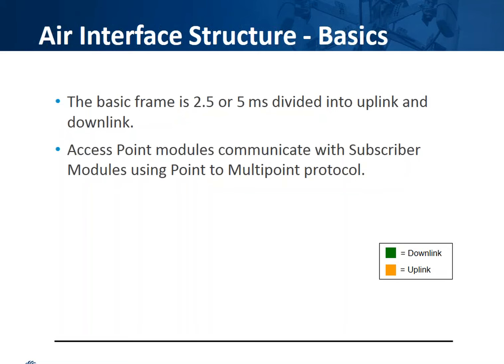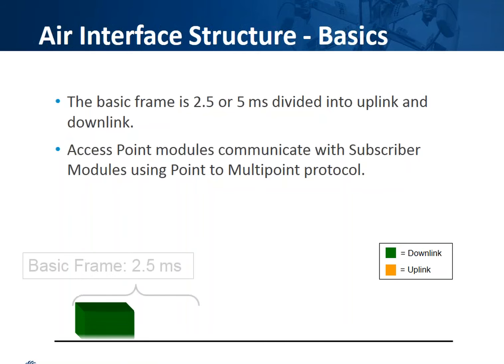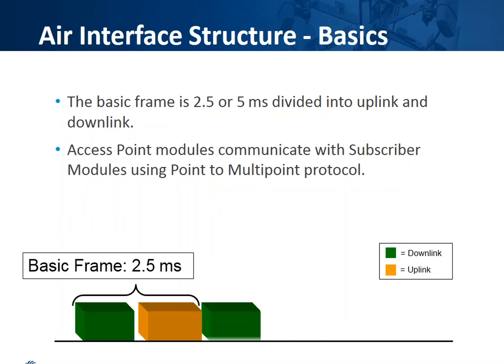The basic air interface structure of Canopy is comprised of originally 2.5 milliseconds, or 5 milliseconds now with our latest releases. With the setup for the frame, the AP communicates with the SM in the PMP protocol. As you can see, the basic frame size in one direction is 2.5 milliseconds or now 5 milliseconds, depending on the firmware that you are running.